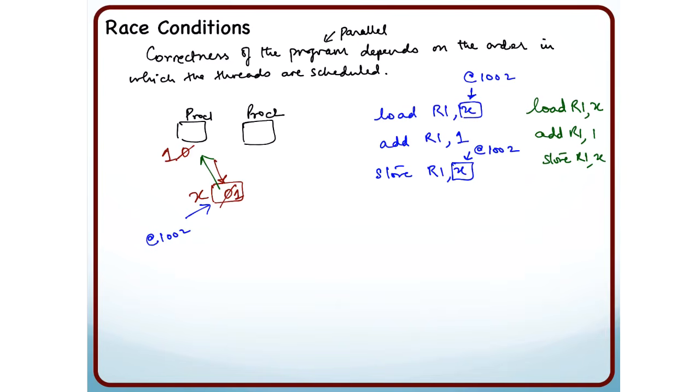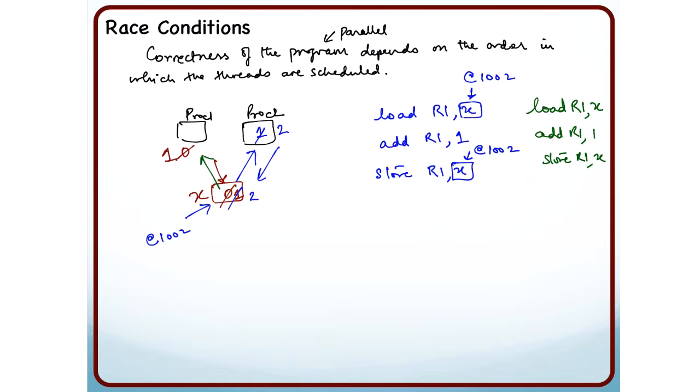And then thread 2 comes along. It executes the instruction load R1 x. So what will happen here? This value 1 will be fetched over here in processor 2. 1 will be added to it. It executes add R1 1, so this will become 2, and then store R1 x. So it's going to store 2 back to the memory location.